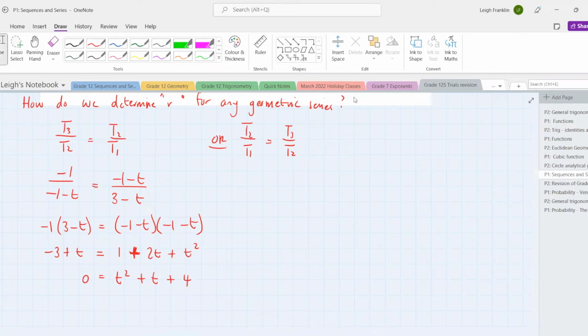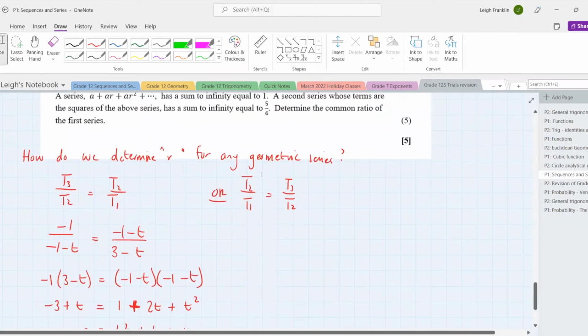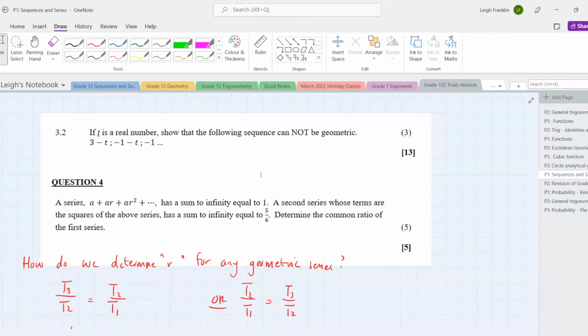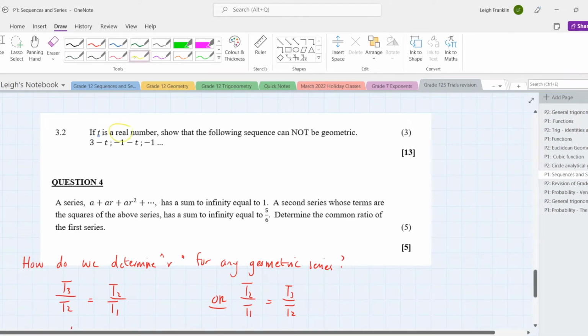Now just go back and read the question. Are we solving for the value of t? Does this question want us to solve for t? No. The question is not for which values of t is the following sequence not geometric. The question is if t is a real number. Now the emphasis here is on the words real number.